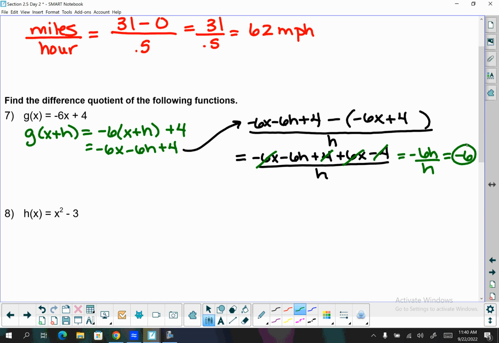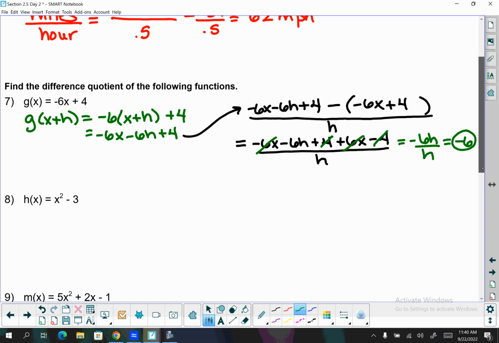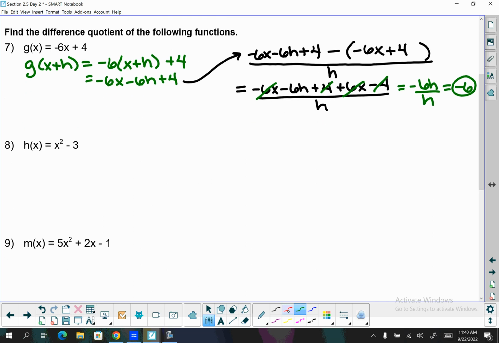Okay? Now we're going to do it with some more complicated functions, like a quadratic function. All right, so we're going to start the same way. Now this is function h, which gets a little, I don't actually like that. Let's put a j there instead, just so it's not all the same thing. That can get confusing. All right, so let's find j of x plus h. So I'm going to plug x plus h into the equation for x. That'll just look like x plus h squared minus 3.